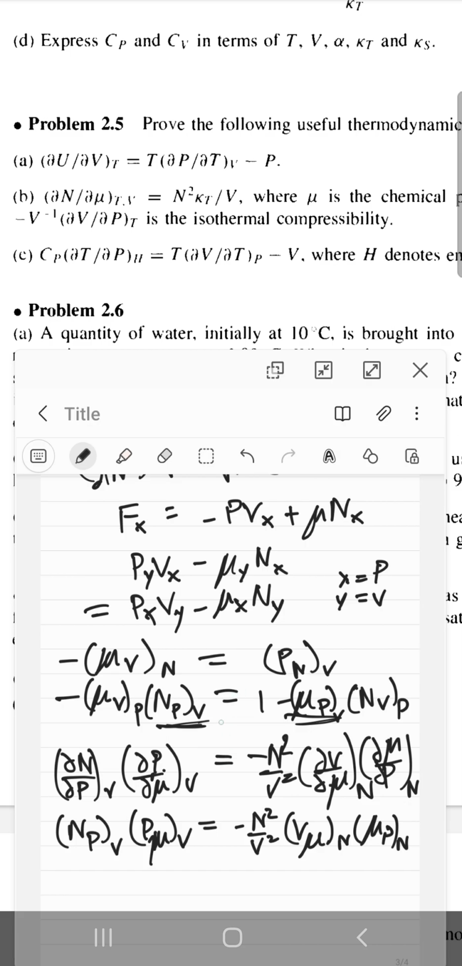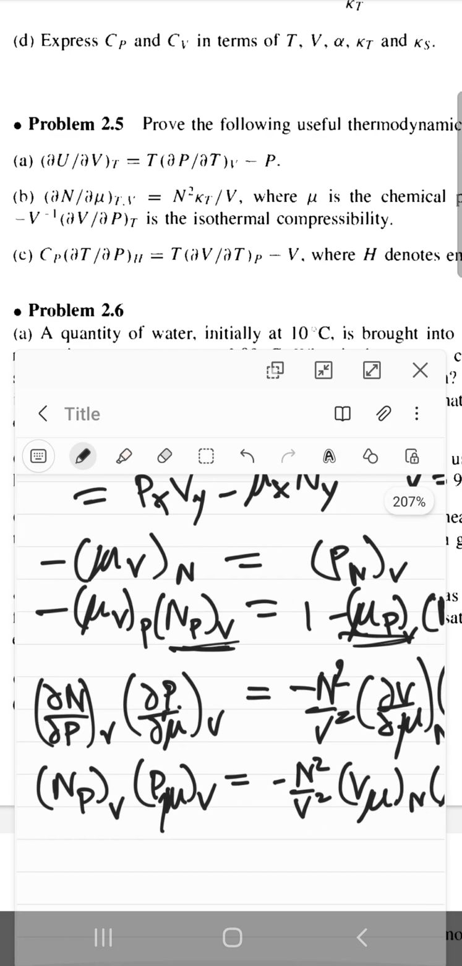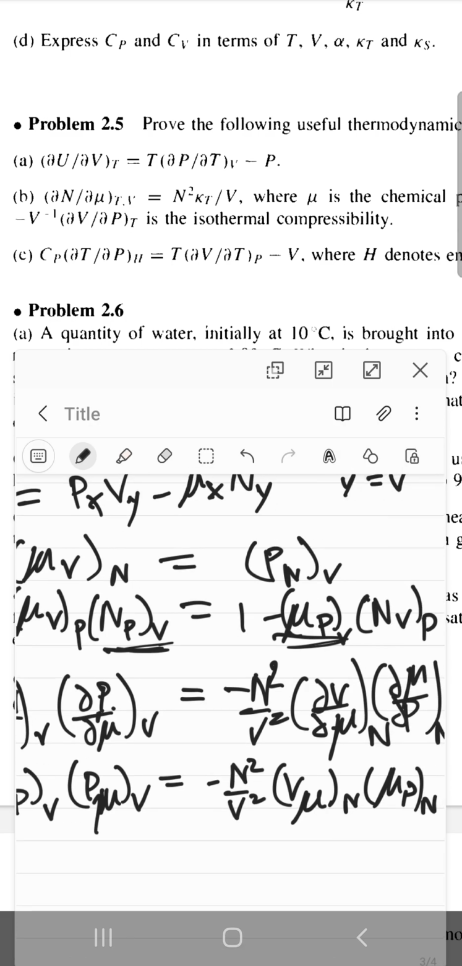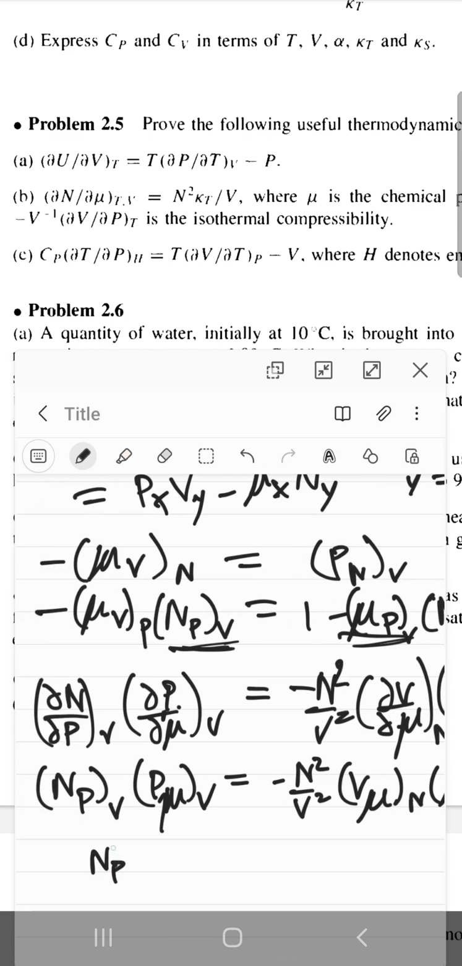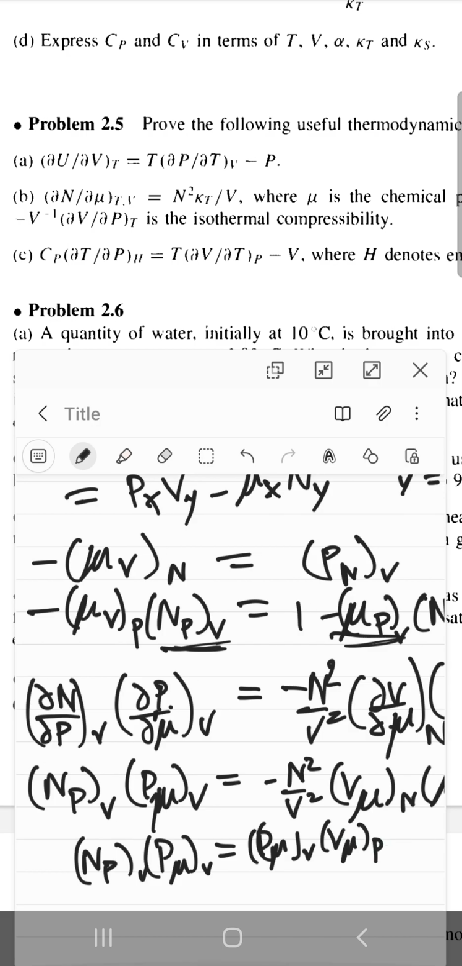Okay. So this actually gives us n sub p at constant volume and then p sub mu at constant volume. It just goes over there, and that's equal to p sub mu at constant volume and v sub mu at constant pressure.